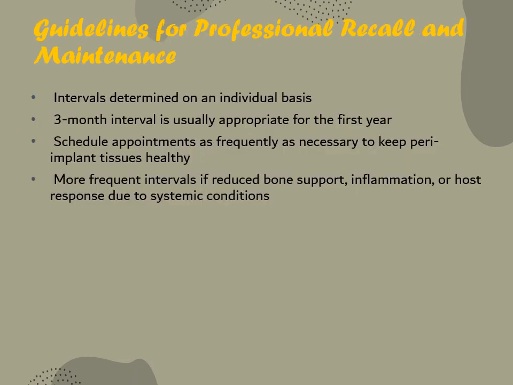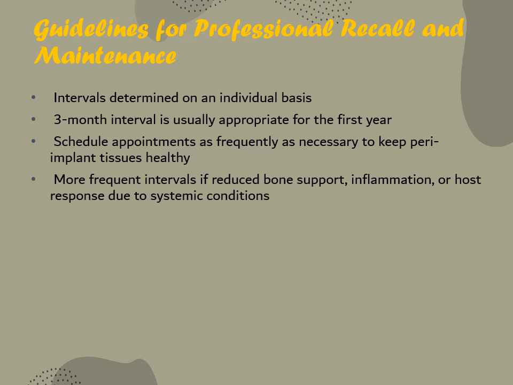Guidelines for professional recall and maintenance. The intervals determined are going to be on an individual basis. What does that patient need and what are they willing to come in for? A 3-month interval is usually appropriate for that first year because you want to be monitoring that person. It's almost like you're checking to make sure the implant doesn't fail, but you're also checking on that person, making sure they can do what they need to do.